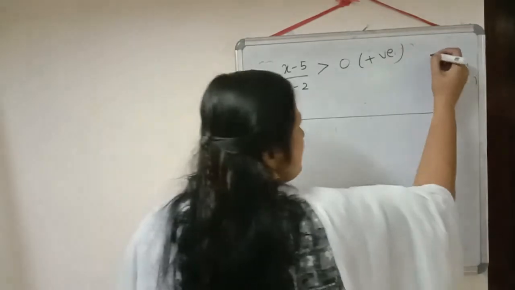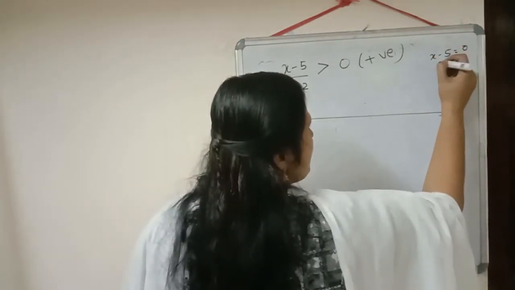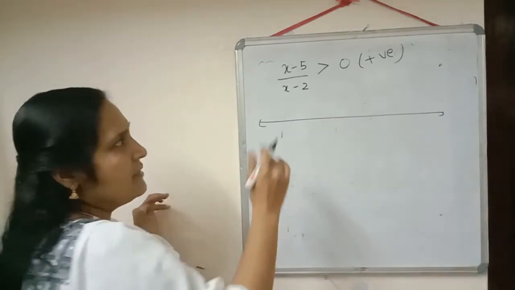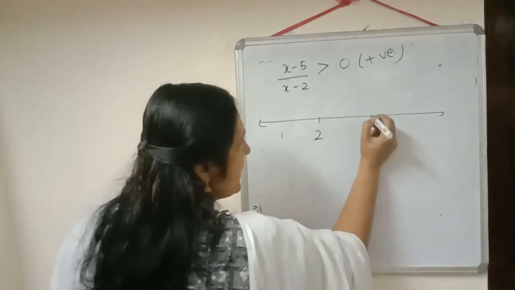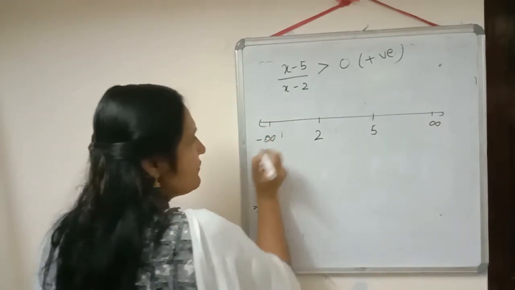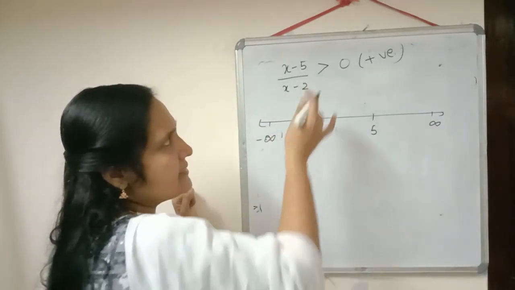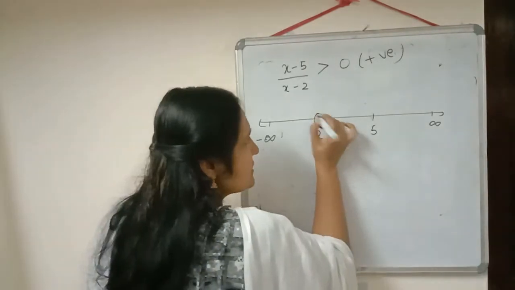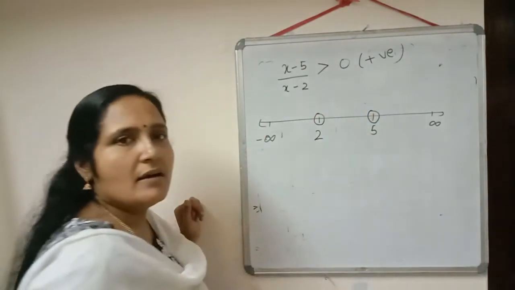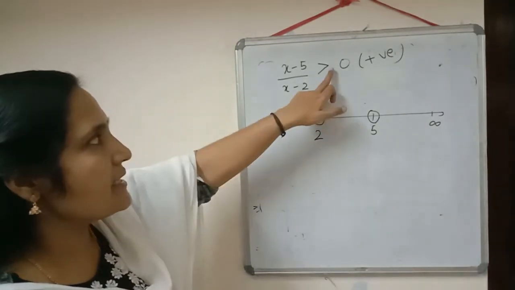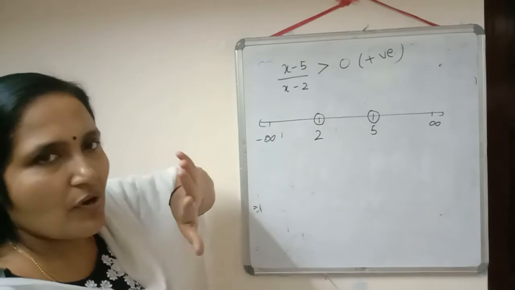If you are not getting it, you just write down x minus 5 is equal to 0. Then we will get x is equal to 5. So we are getting the 2 points as 2 and 5. Here infinity and here we have minus infinity. And since strict inequality only is there, we'll use a circle, but we will not darken the circle because the equal to sign is not there.